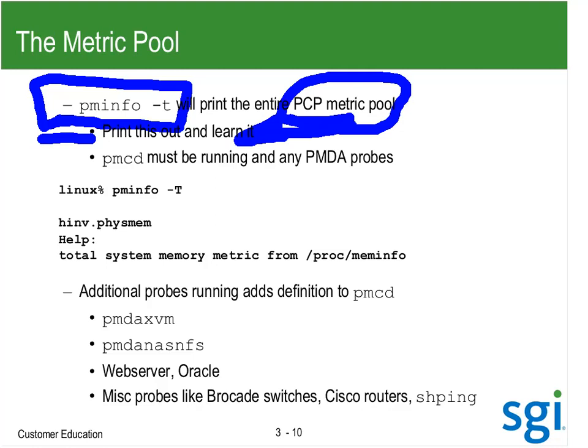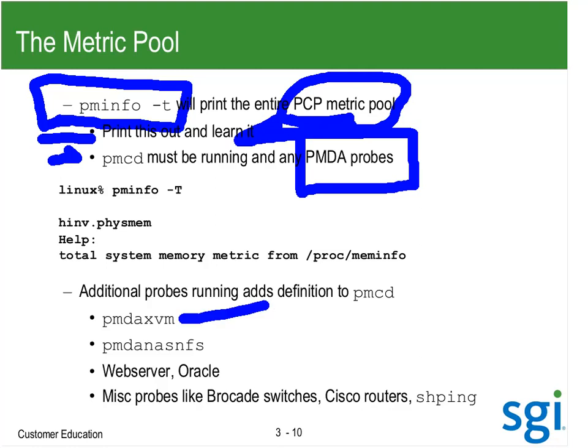Now, PMCD has to be running for pminfo -t to give you anything, and we can add to the statistics with what are called PMDAs, Performance Metric Domain Agents. A couple examples, I can add in XVM statistics, NFS statistics, there is Lustre statistics, InfiniBand statistics, things of that sort.